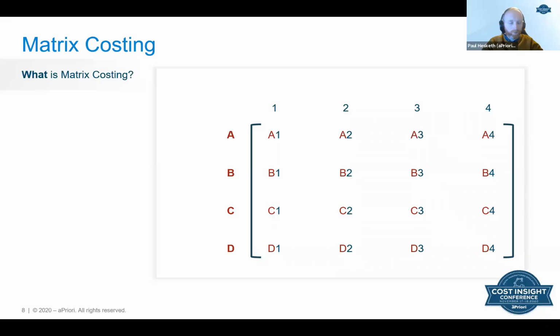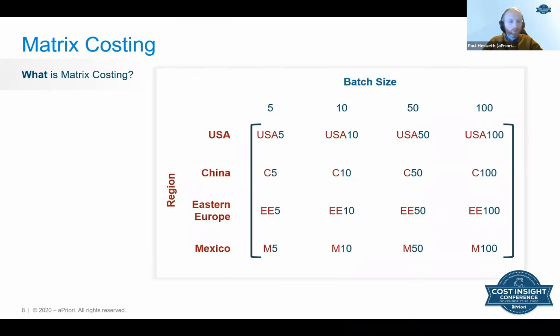So how does this relate to aPriori? Well, if we replace those arbitrary values with something we're all familiar with, we'll replace the letters with regions: USA, China, Eastern Europe, and Mexico. And we can replace the numbers with batch sizes: 5, 10, 50, 100. So this is putting it in context. We're swapping those things out for something that makes more sense from a should cost.